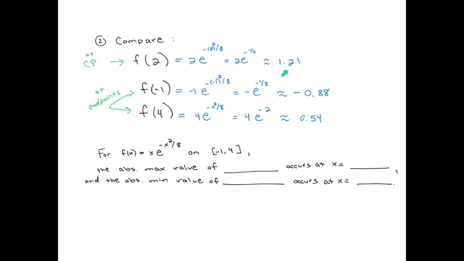Looks like the biggest value that we're getting is 1.21. That is occurring at x equals 2, and the smallest value that we're getting is the negative 0.88, and that is occurring at x equals negative 1.